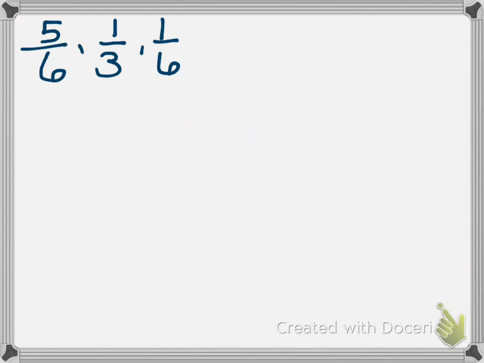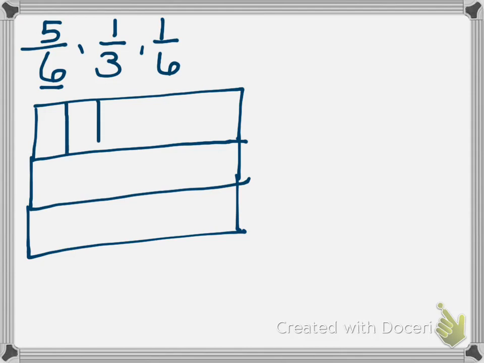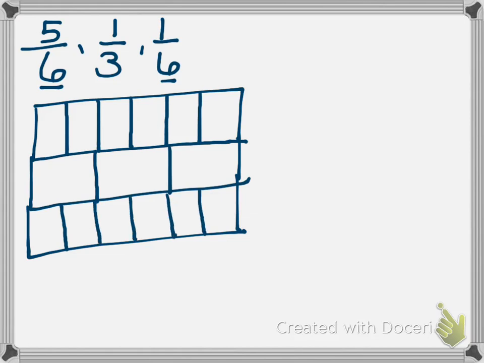Let's try another set. I'm going to draw 3 boxes, all of equal length, and then divide them into the appropriate denominators. So the first one is 6. So 1, 2, 3, 4, 5, 6. And then the next one I'm going to divide into thirds. And then the last one is, again, 6. 2, 3, 4, 5, 6.